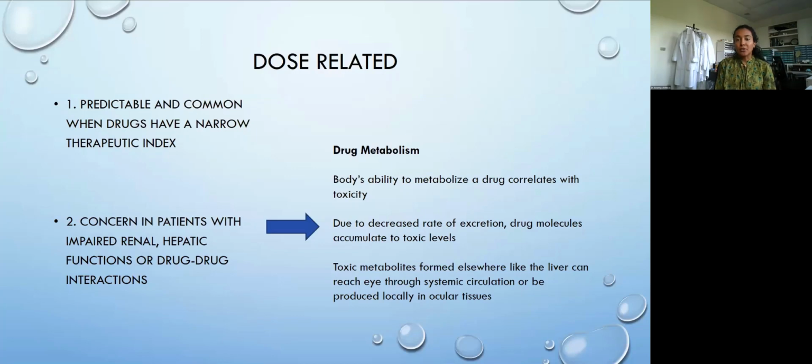What happens with drug metabolism is that the body's ability to metabolize our drug correlates with toxicity. If a patient has impaired renal or hepatic function, there's a decreased rate of excretion. So the drug is not readily excreted from the body, and it can accumulate to toxic levels. These toxic metabolites, formed elsewhere like in the liver, can reach the eye through the systemic circulation or be produced locally in ocular tissues.